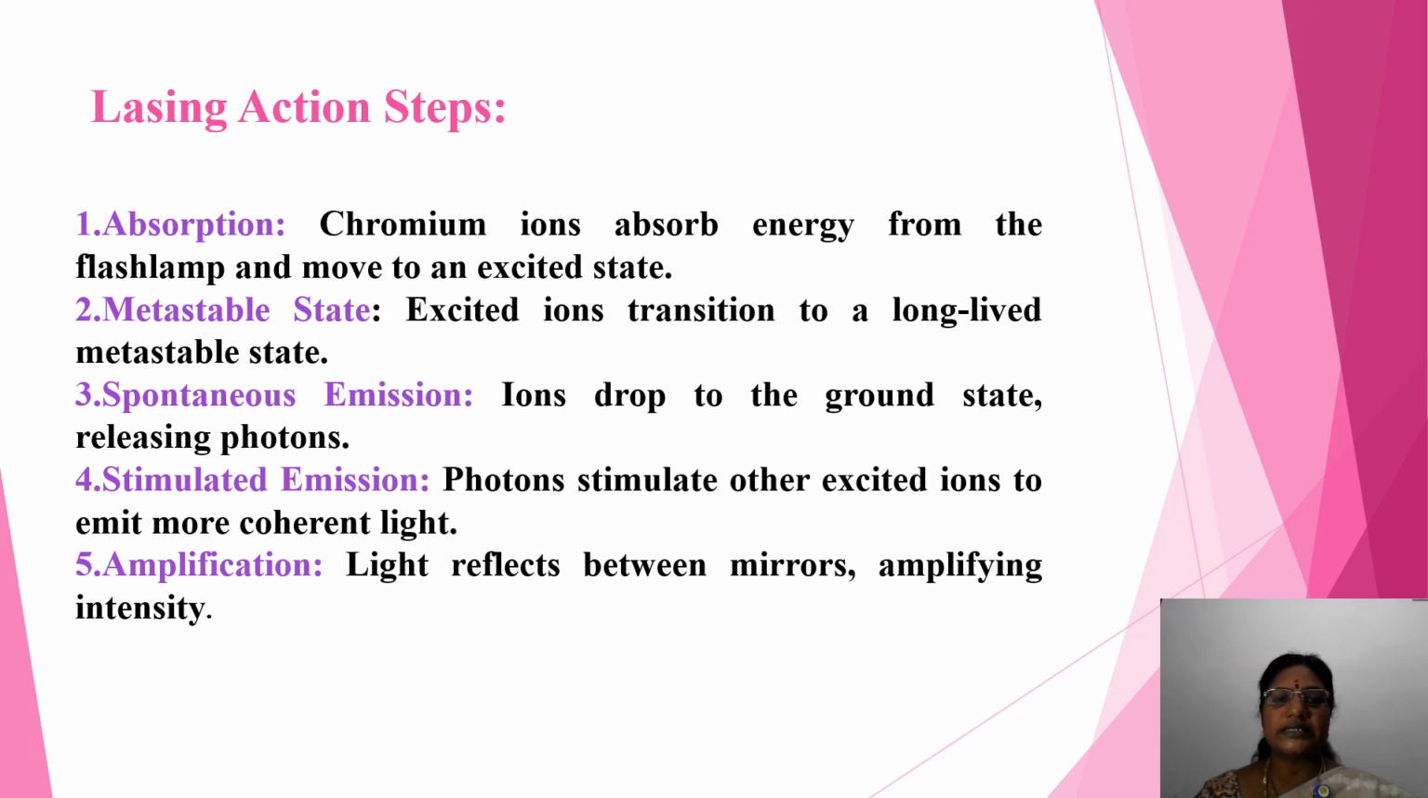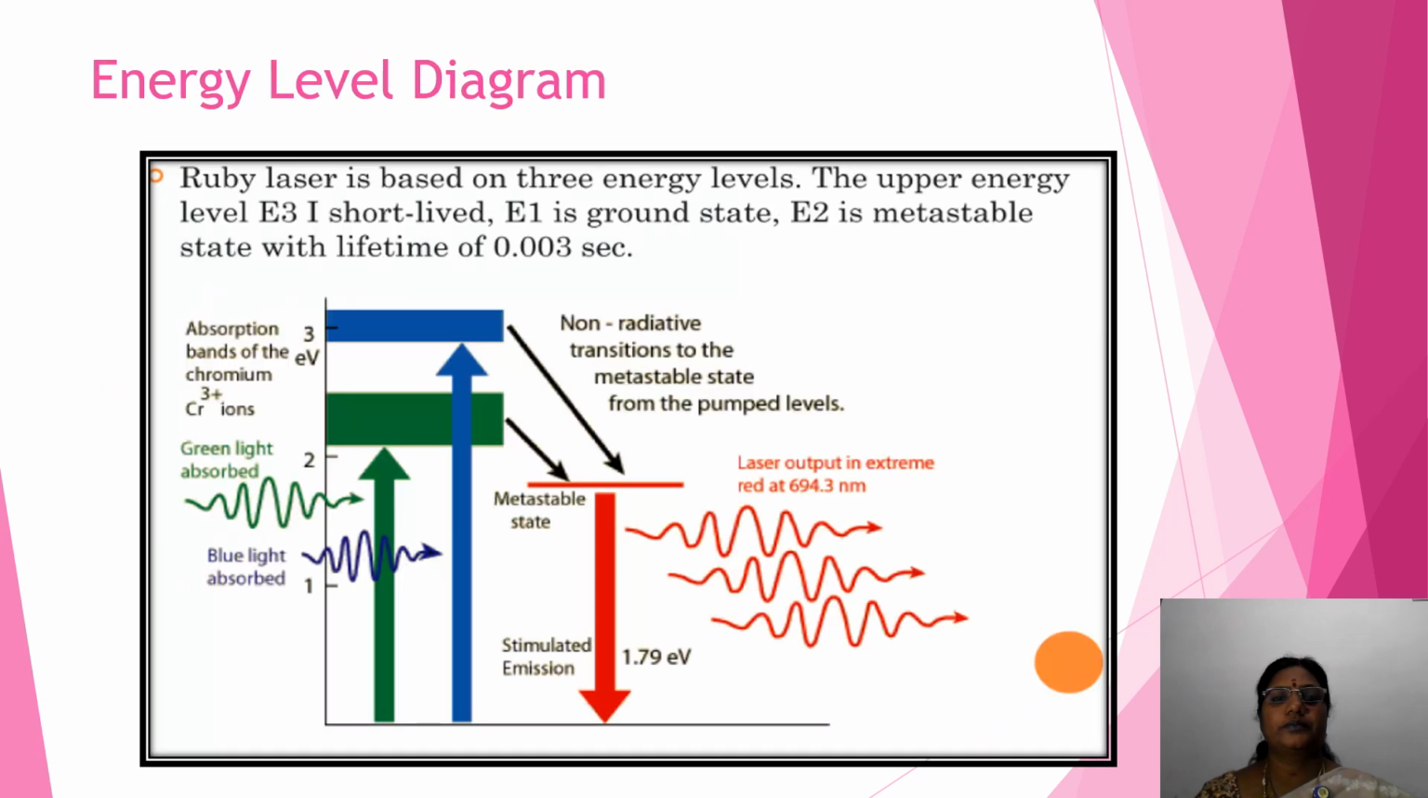In metastable state, excited ions transition to a long-lived metastable state. Spontaneous emission, ions drop to the ground state releasing photons. And in stimulated emission, photons stimulate other excited ions to emit more coherent light. And amplification, light reflects between mirrors amplifying intensity.